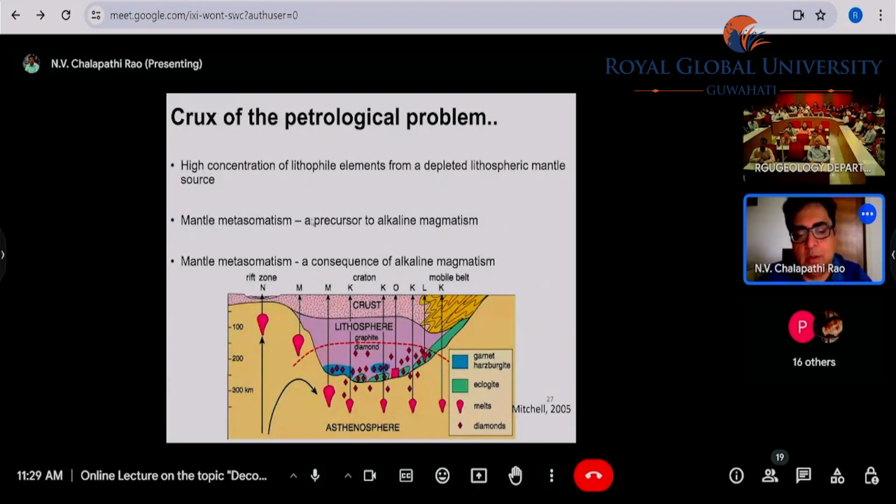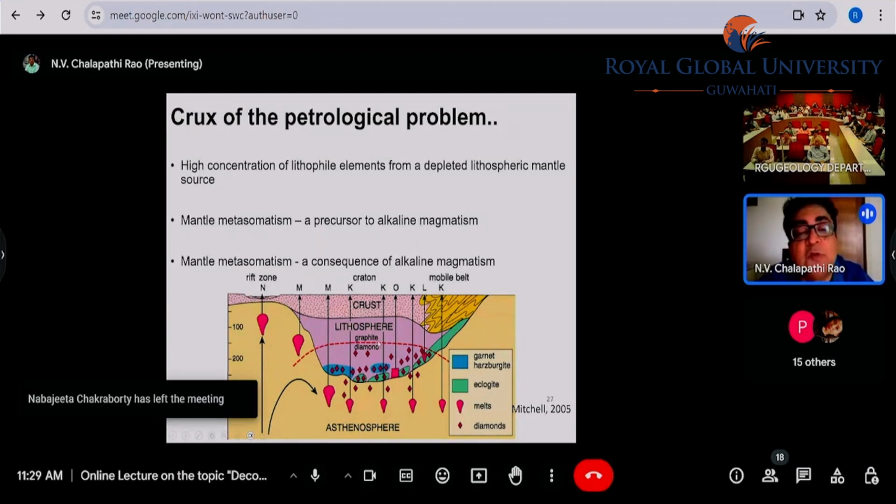We all know that the Earth's upper mantle was depleted in crustal formation. That means when the Earth's crust was formed, from where was it formed? It was formed from the mantle. Many of the elements which were there in the upper parts of the Earth's mantle have migrated into the crust, and as a result, the upper mantle is very depleted. That's what we call depleted lithospheric mantle. But these alkaline rocks, they come from such a depleted mantle.